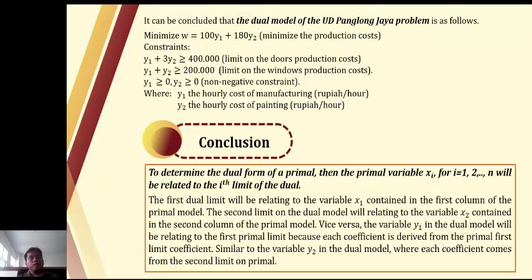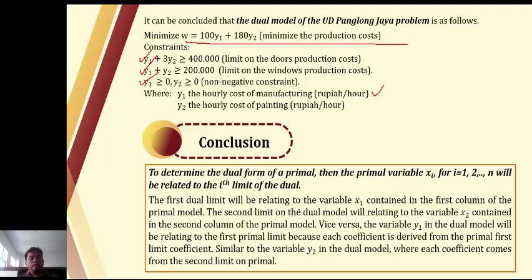All right. So we can conclude that the dual model is like this. The objective function is, of course, minimization of the production cost, that means to minimize the loss. How about the constraints? It is the first constraint and the second constraint we found in the previous slide. Then the non-negative constraint. So that is the interpretation of y1 and y2.